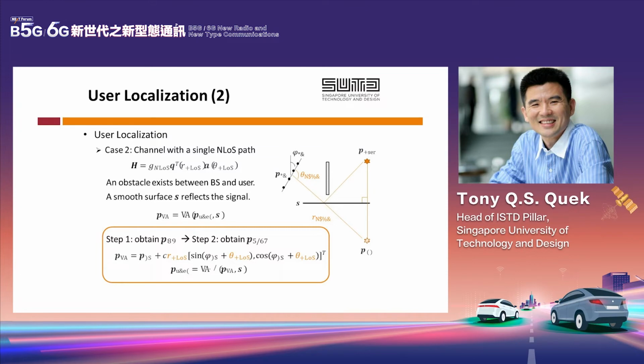What happens if you have reflection? Likewise, let's look at a simple case. You have a single non-line-of-sight path. This is my base station or transmitter. This is my receiver. This is my virtual anchor.